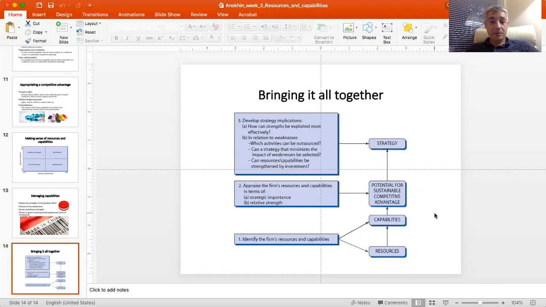So that is basically it. This is what the whole discussion of resources and capabilities is really all about when it comes to strategy development.